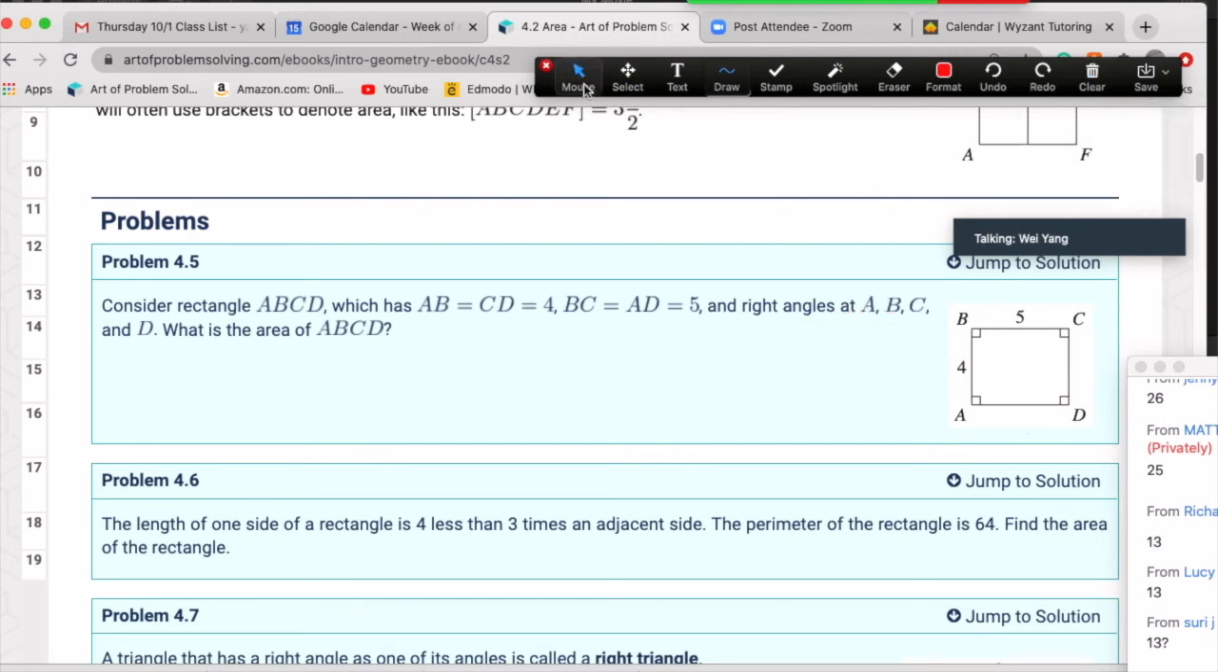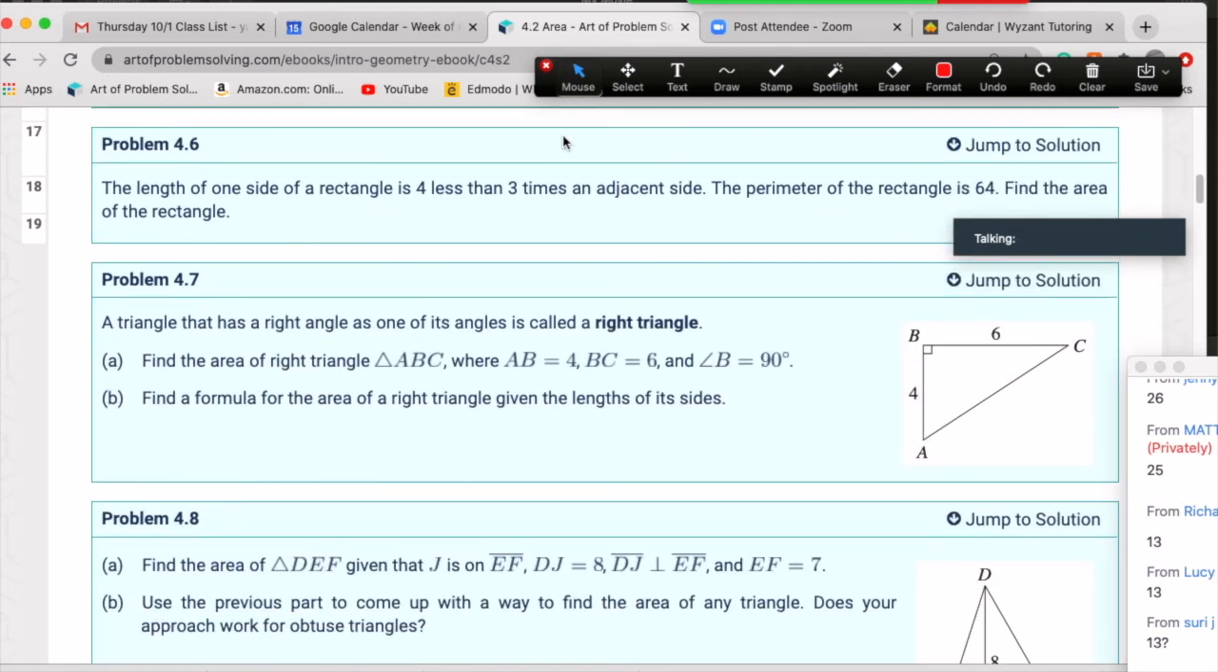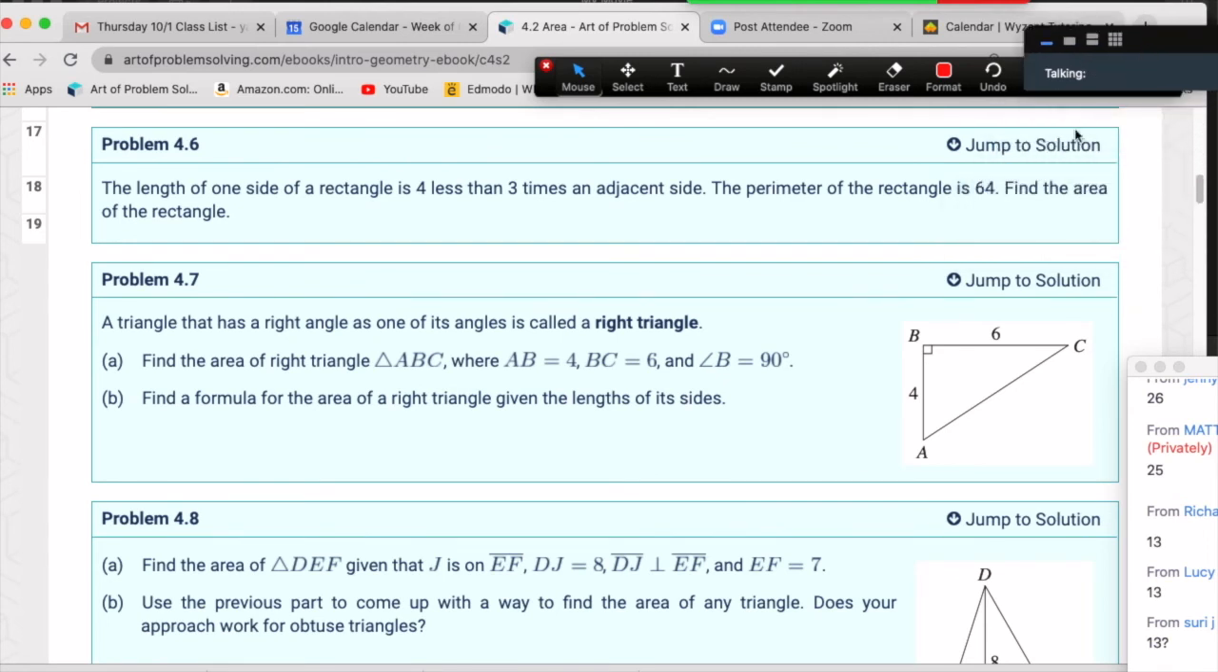Now, let's see the next example, 4.6. See here, the length of one side of a rectangle is 4 less than 3 times an adjacent side. The perimeter of the rectangle is 64. They ask you to find the area of the rectangle. So, still follow what I told you. First, draw a rectangle here.